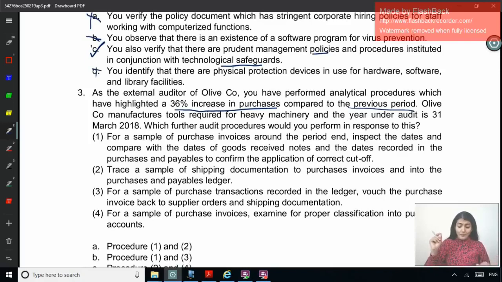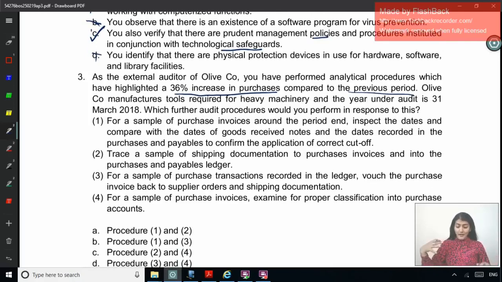For a sample of purchase invoices around the year end, inspect the dates and compare with the dates of the goods received note and the dates recorded in the purchases and payables to confirm the application of correct cutoff. I think they very nicely defined the audit procedure. Take a few purchase invoices, inspect the dates and compare with the dates of the goods received note and the dates recorded in the purchases and the payable to confirm the application of the correct cutoff.